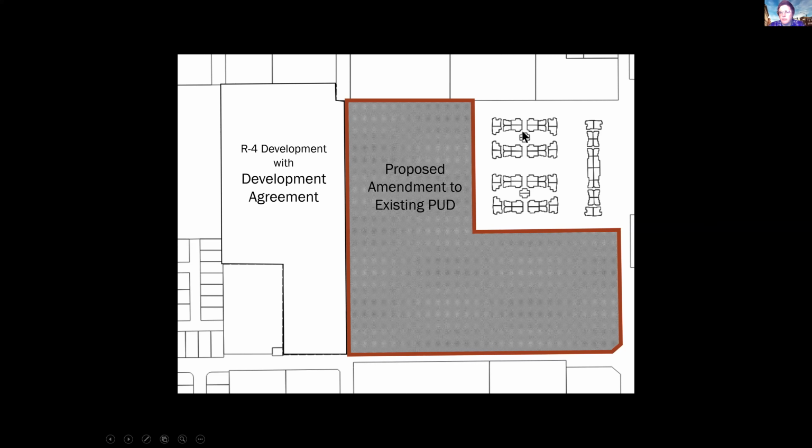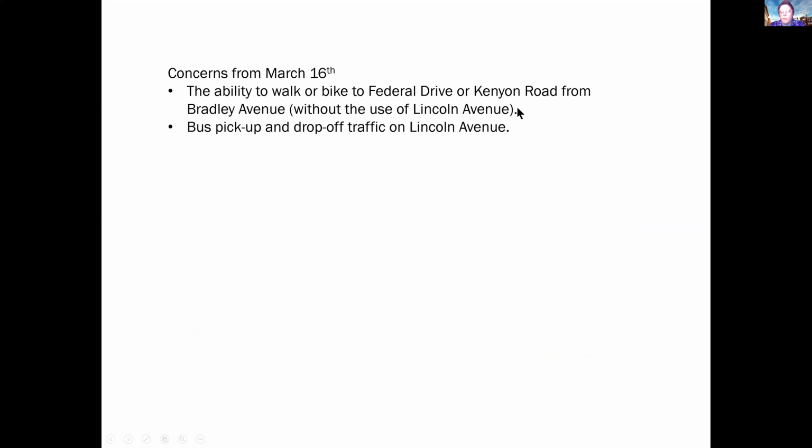Some of the concerns from the March 16th meeting was the ability to walk or bike to Federal Drive or Kenyon Road from Bradley Avenue without using Lincoln Avenue. Lincoln Avenue has a narrow sidewalk. The bike master plan identifies it as an area where there should be a shared use path, but that is not currently slated as a project or proposal, and there's no current funding. The second major concern was bus pickup and drop-off traffic on Lincoln Avenue. People getting off on Lincoln Avenue, if they're on the northbound lane, would have to traverse Lincoln Avenue to get to the 1 north apartment complex. The same is said for 1 south that is farther down the road.